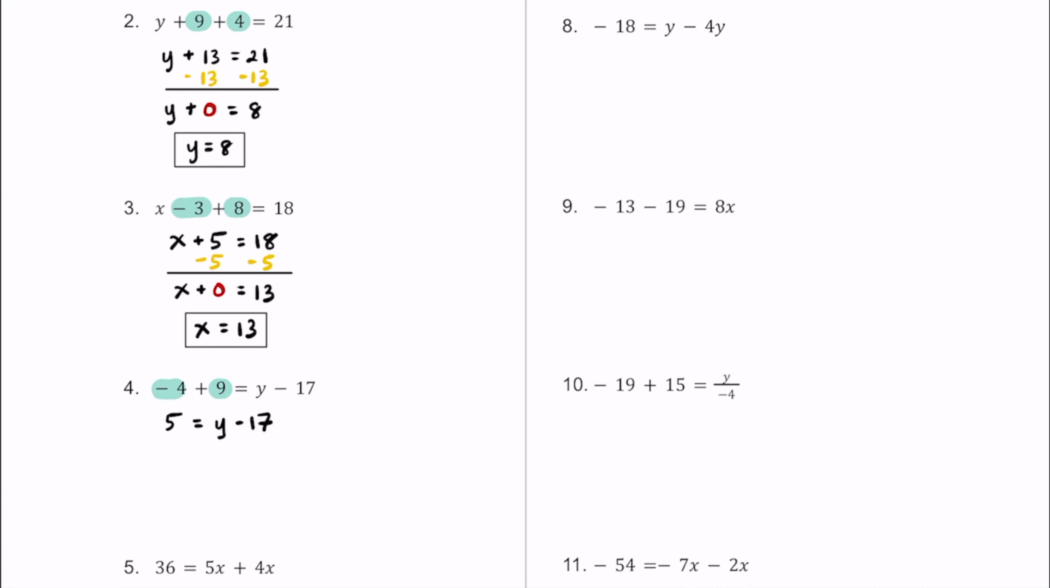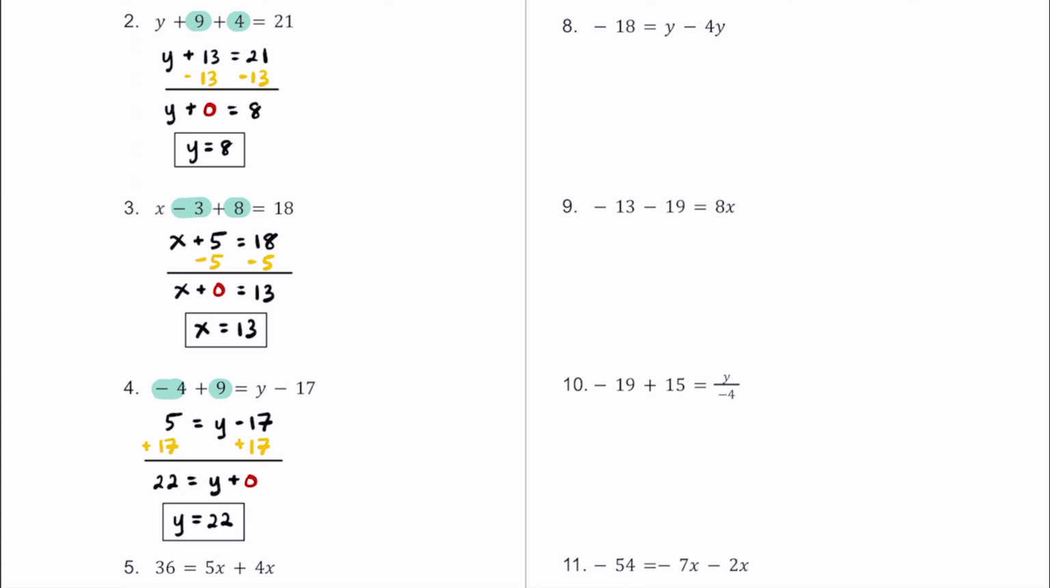To get rid of this minus 17, what we're going to do is add 17 on the right side. Let's go ahead and do that on the left side as well. So we're using the addition property of equality. On the left side of the equation, 5 plus 17 is equal to 22. And on the right side of the equation, we have this y, but then this negative 17 plus 17 is equal to 0. Now using the identity property of addition, we can drop that 0. I'm also going to turn this around here and say that y is equal to 22.